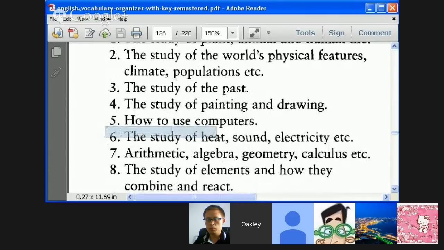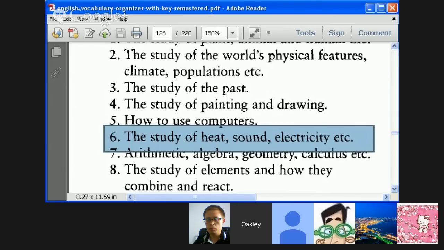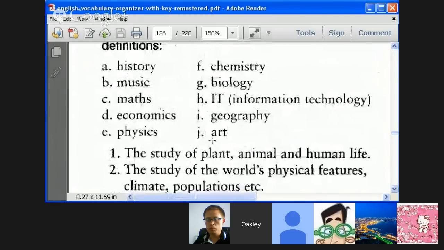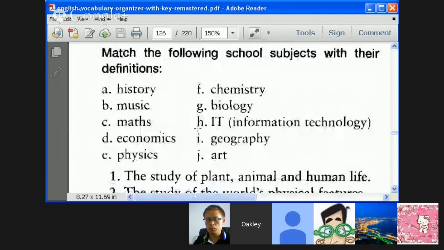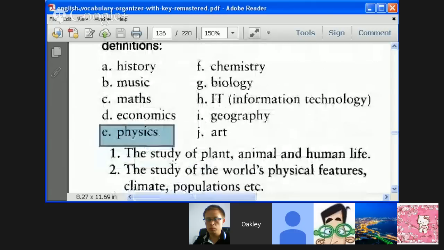Okay, Jorge, actually, it's your turn if you want to get the next one. Yeah, for me, number 6. The study of heat, sound, electricity, etc. I think it's physics. Physics, that's better. And then also pronunciation of heat. It's the long sound, heat. Definitely physics.